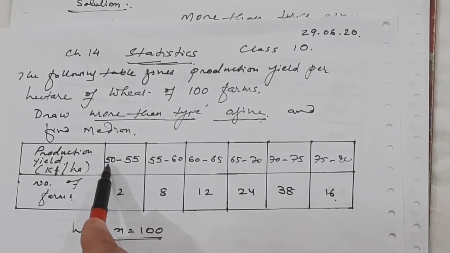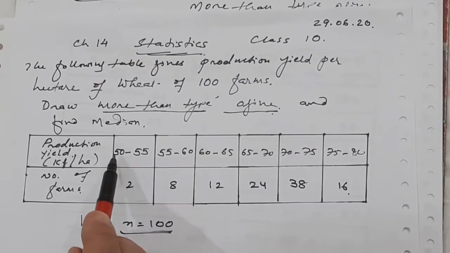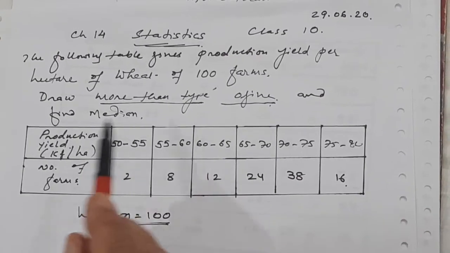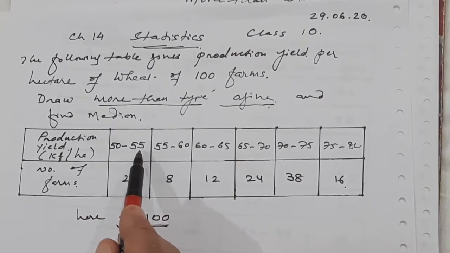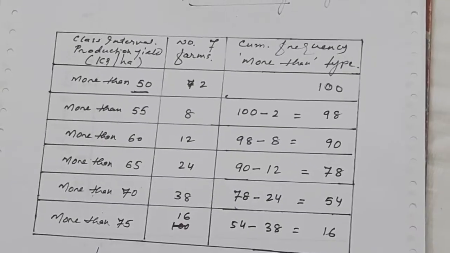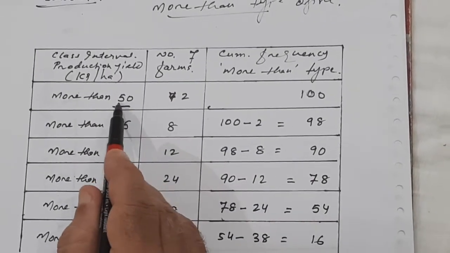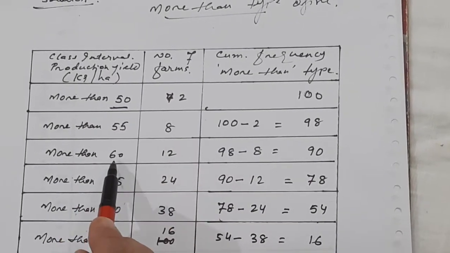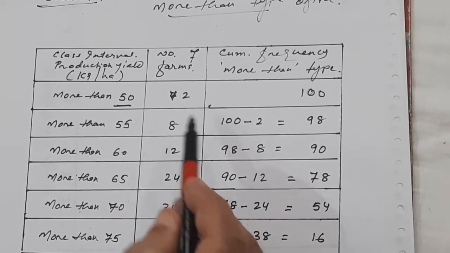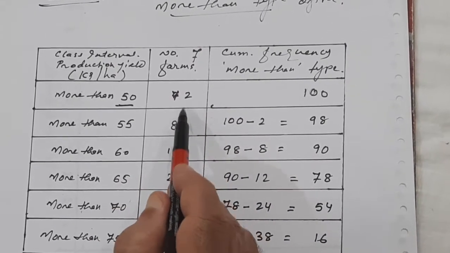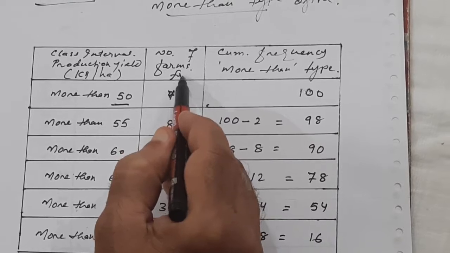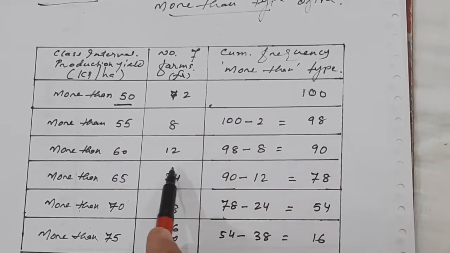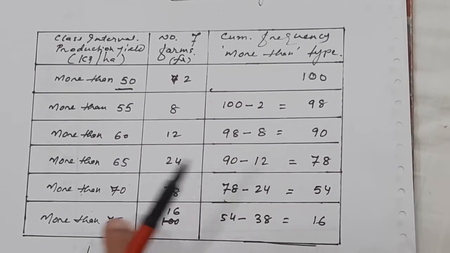How to remember? When it is more than type, take lower limits. When it is less than type, take upper limits. It's opposite. So take the lower limits here: more than 50, more than 55, more than 60 and so on. And this is the number of farms, that is the frequency: 2, 8, 12, 24.